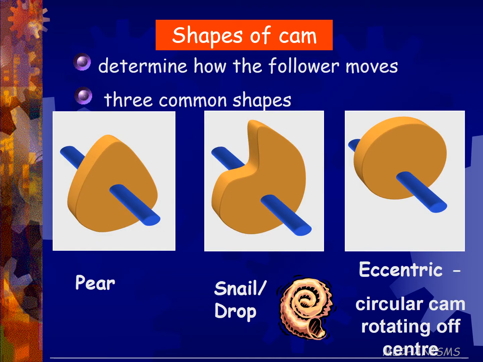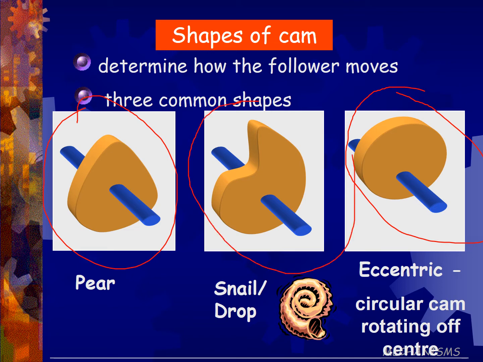In your syllabus, there are 3 important cam shapes you must know, namely the eccentric cam, where the shaft is not in the center of the circle but is offset from the circle; a pear-shaped cam, where the cam looks like a pear; and last but not least, a snail cam.